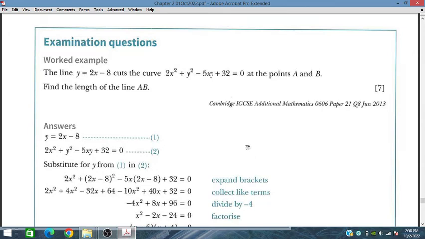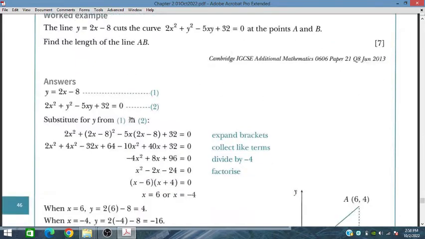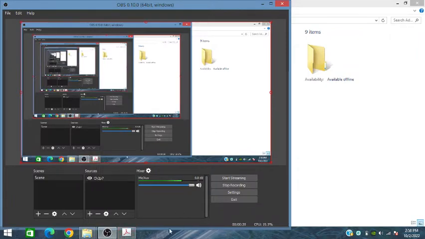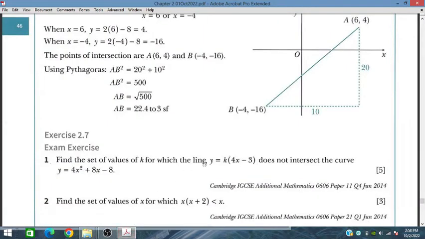Bismillahirrahmanirrahim. Now we are covering the examination questions of chapter 2, which covers from 2.1 to 2.6. Here we have some worked examples, and finally exercise 2.7 that belongs to exam exercises. So we have solved it all in 2.7. So we see 2.7 here.